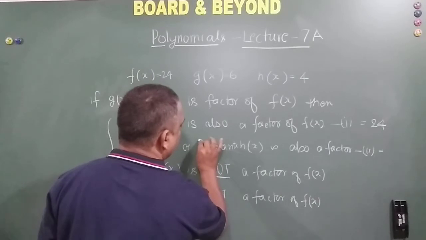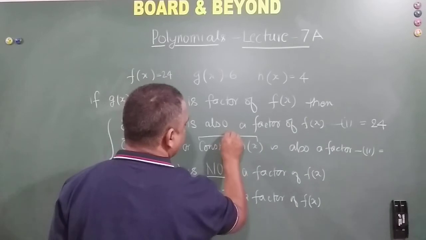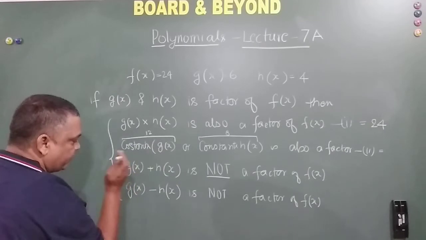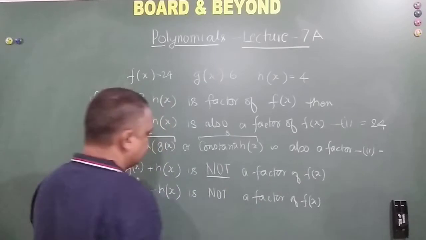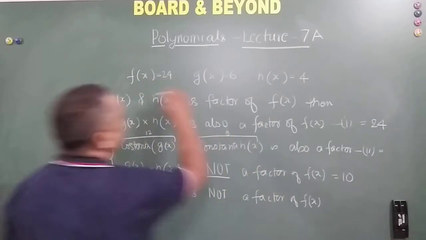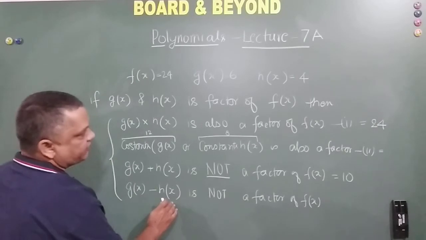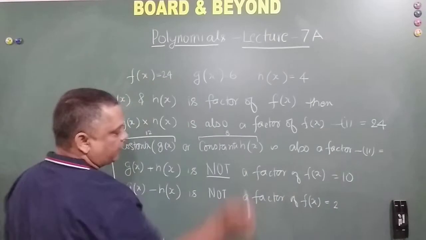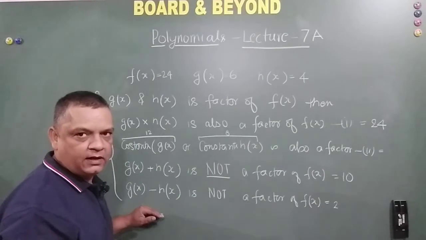Now constant into h of x. Let's say again that 2. 2 into 4 is 8. Again a factor, right? Now we will take g of x plus h of x. So 6 plus 4, how much does it come to? This is coming up to 10, right? Now you see 10 is not a factor of 24. Correct? Now you say g of x minus h of x, that is 6 minus 4, that is equal to 2. Okay, 2 is a factor of 24, but in all the situations this is not going to hold good. You can try with a different example at your time, right?